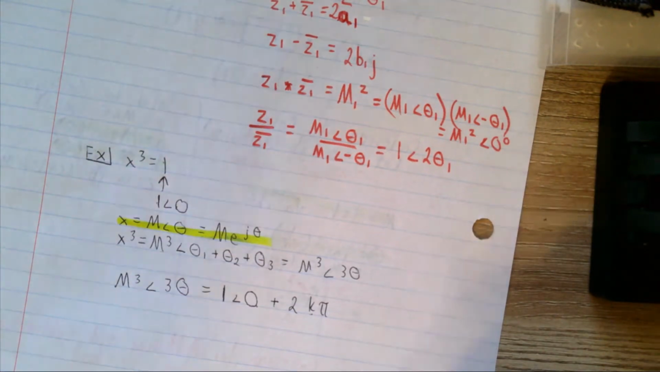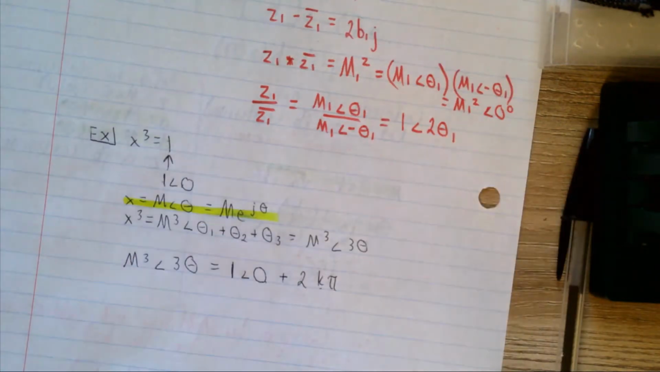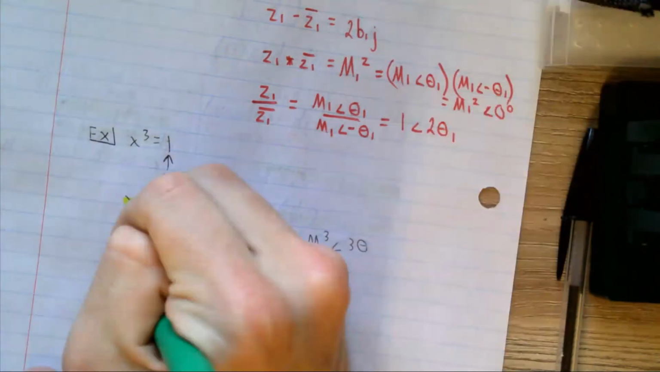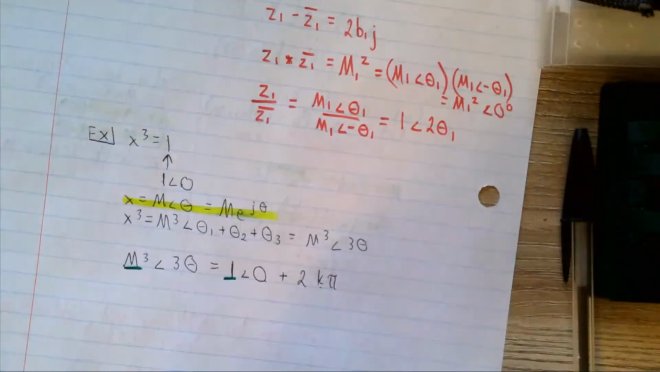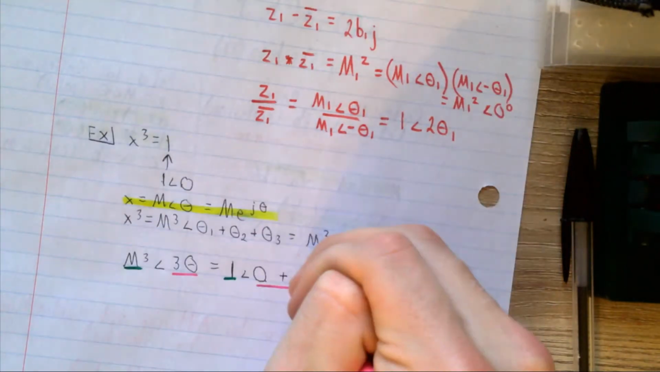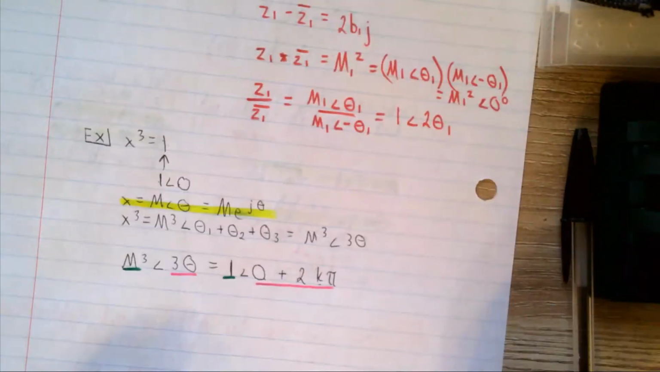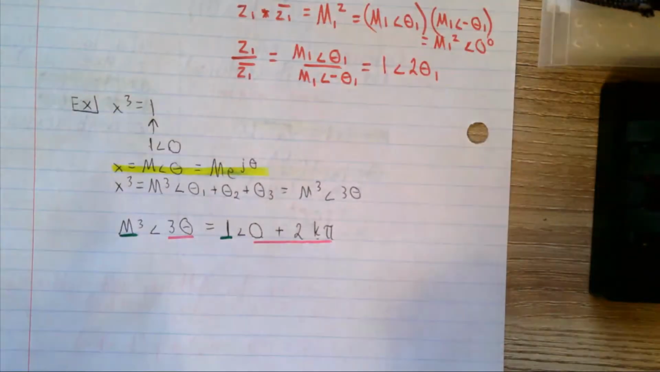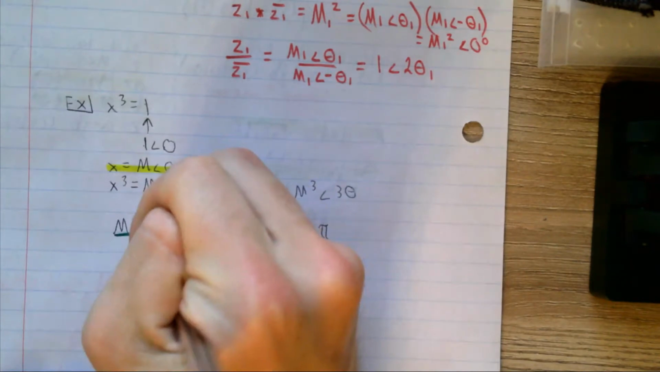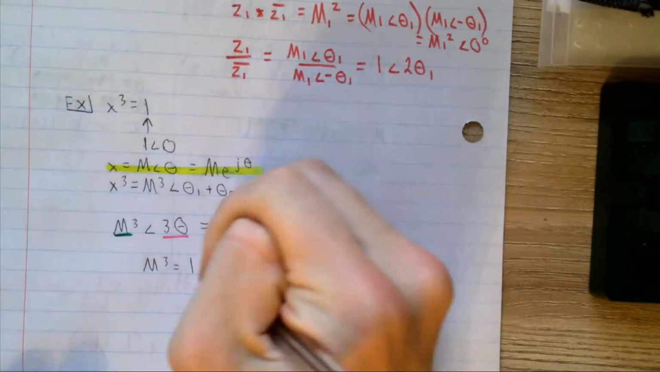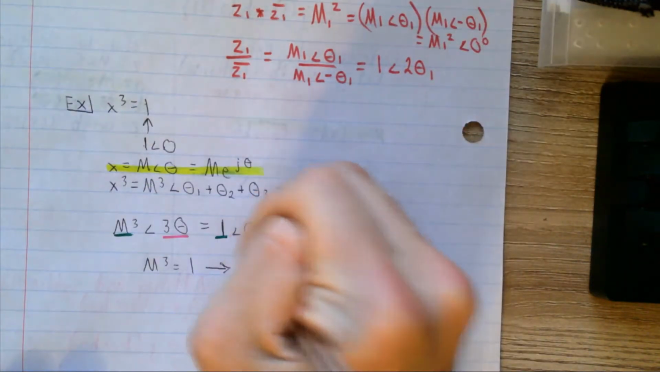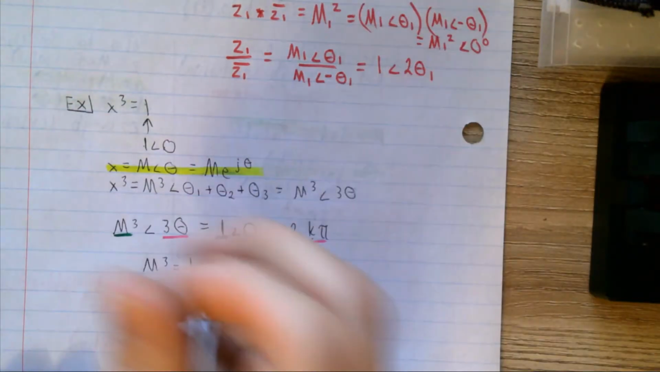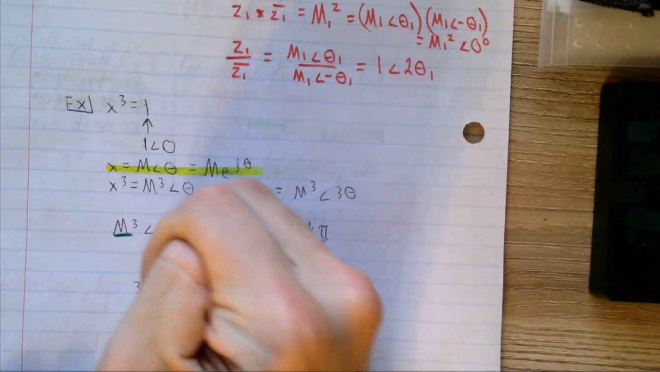And so what's going to happen is basically, if we look at this equation in particular, we set the magnitudes equal to each other. So m cubed is equal to 1. And then we set the phase angles equal to each other. So 3 theta is equal to 0 plus 2k pi. And then if we set those equal to one another, I get m cubed is equal to 1. So that just means m is equal to 1 if you take the cube root. And then 3 theta is equal to 0 plus 2k pi.